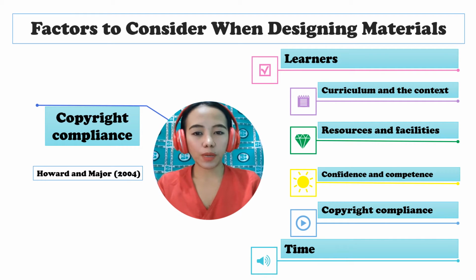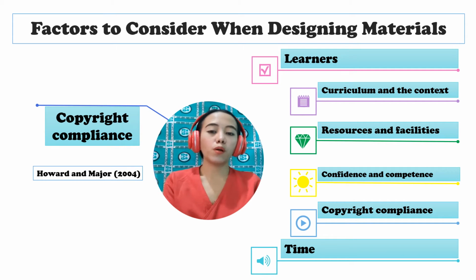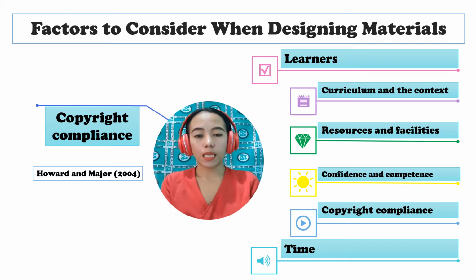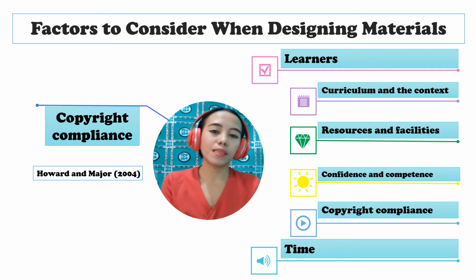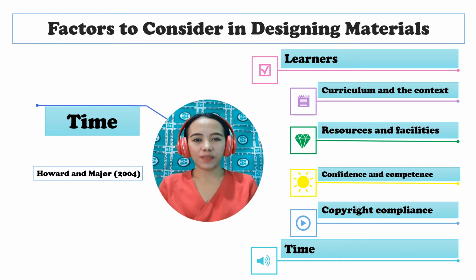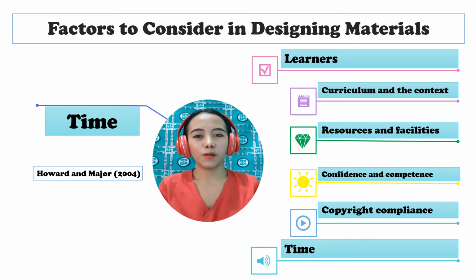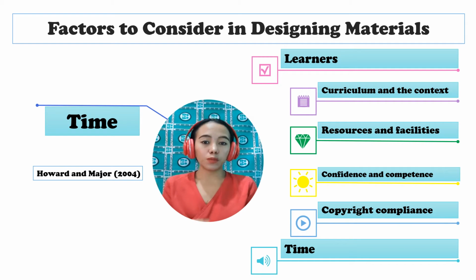The next important factor to be considered in designing material is copyright compliance. Teachers need to be aware of the restriction for the copyright laws placed in copying authentic materials, the published materials, and also materials downloaded in the internet to be used in your classroom. The last factor is time. Well, when you design your material, you have to consider that you have a good management of time.